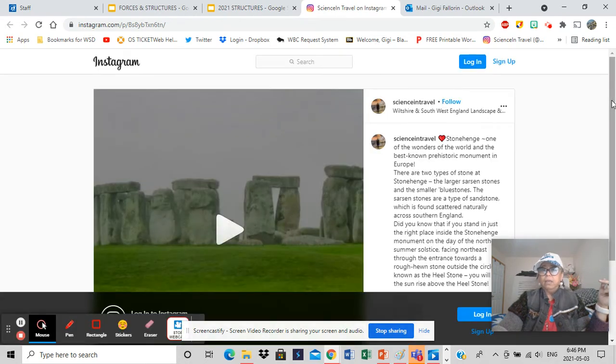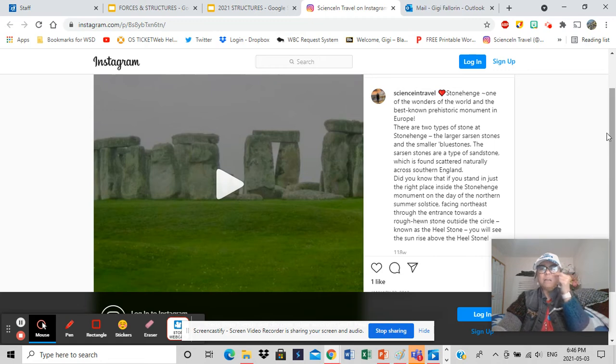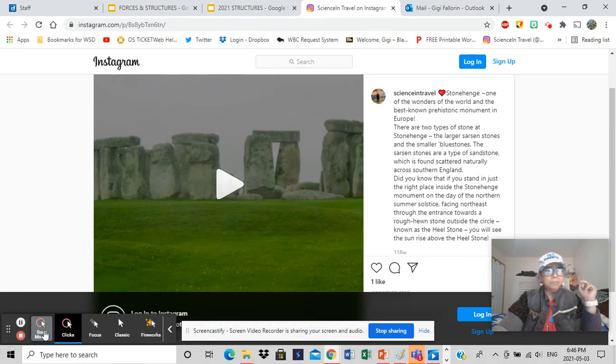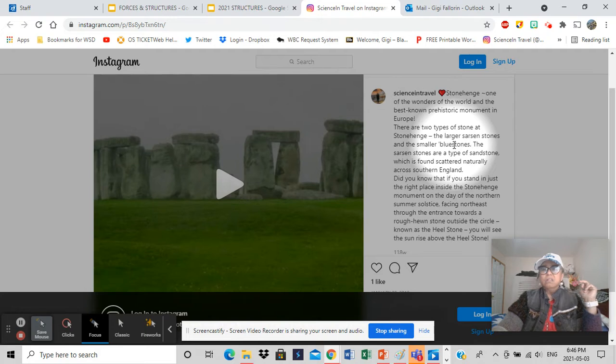But essentially, when you try and take a good look at them, it says here they're made of larger stones called sarsen stones, and the smaller ones called blue stones. And interestingly, did you know that if you stand in just the right place inside the Stonehenge monument on the day of the northern summer solstice, facing northeast through the entrance towards a rough hewn stone outside the circle, you will see the sun rise above the hill stone, right?